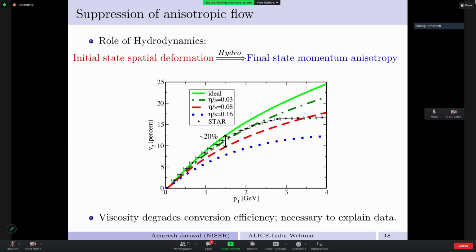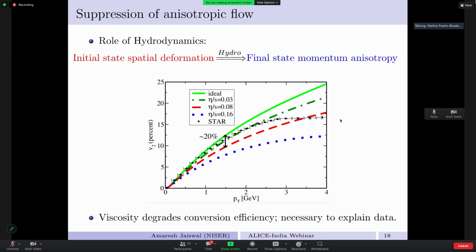So V2 essentially measures a preferential flow, whether it is more towards x than compared to y. This is very sensitive to shear viscosity. One requires a very small value of shear viscosity, small but finite.